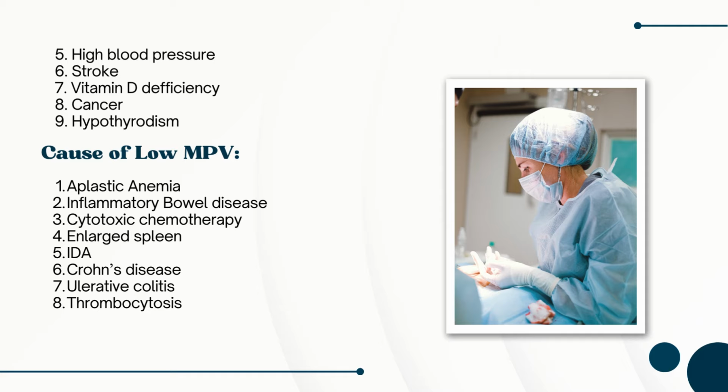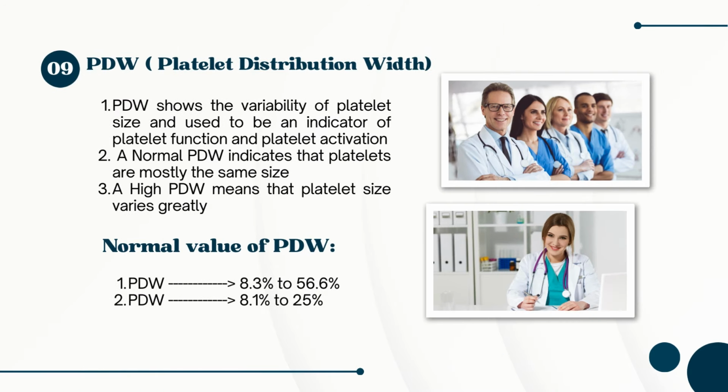Cause of low MPV. Number 1, aplastic anemia. Number 2, inflammatory bowel disease. Number 3, cytotoxic chemotherapy. Number 4, enlarged spleen. Number 5, IDA. Number 6, Crohn's disease. Number 7, ulcerative colitis. Number 8, thrombocytosis.